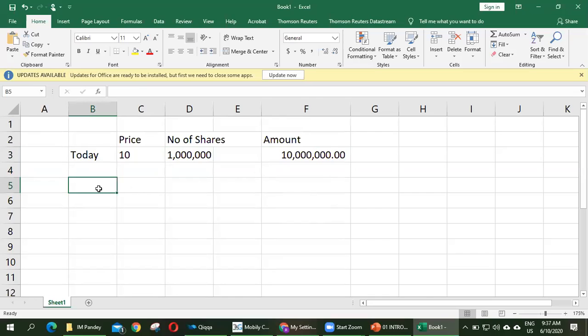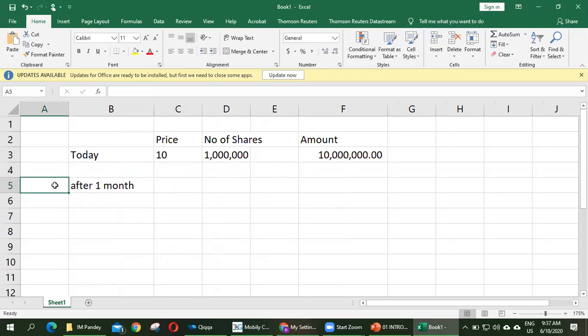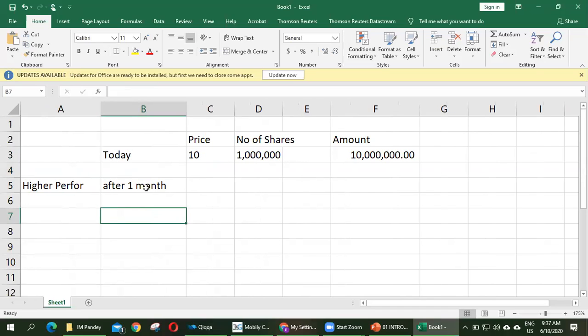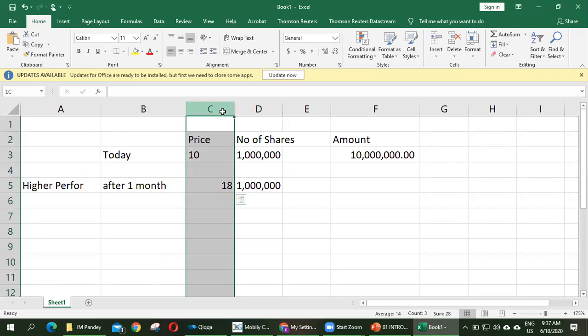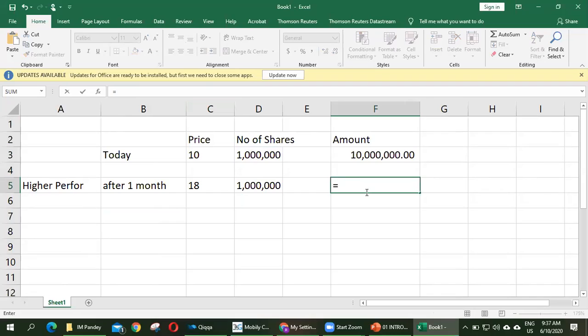Now, after 1 month, the company's performance is high. Due to the higher performance of the company, after 1 month, share price has increased to 18 rupees per share, right? Then you have 1 million shares. Now, how much is your wealth today? How much is the value of your assets? So shares into price equals how much? Your wealth now is 18 million.